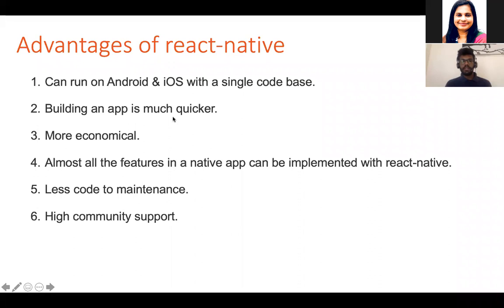We can build the app more quickly than having two projects and allocating developers for all the projects and developing parallelly. More economical. As we are going with one project, a smaller number of developers can be allocated to that project.